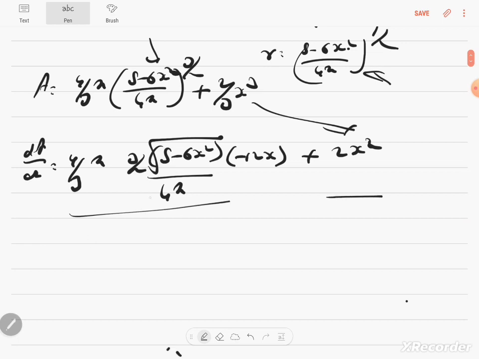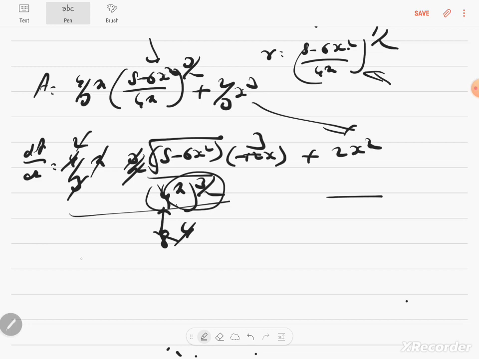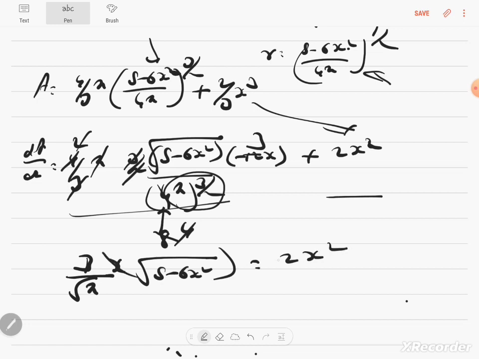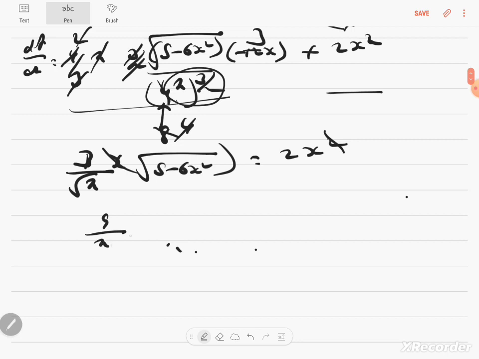When you do that, (4 by π) to the power 3 by 2 will still be there. 4 to the power 3 by 2 is 8. This 2 and this 4 get cancelled, 3 and 3 get cancelled, and 8 and 2 get cancelled. 4 3s are 12. The π to the power 3 by 2 will become 1 by root π, so you'll get 3 by root π. Apart from that, you have an x and a root of S minus 6x², and that can be equated to x². So x and x get cancelled. Squaring both sides, 9 by π into (S minus 6x²) is equal to 4x².